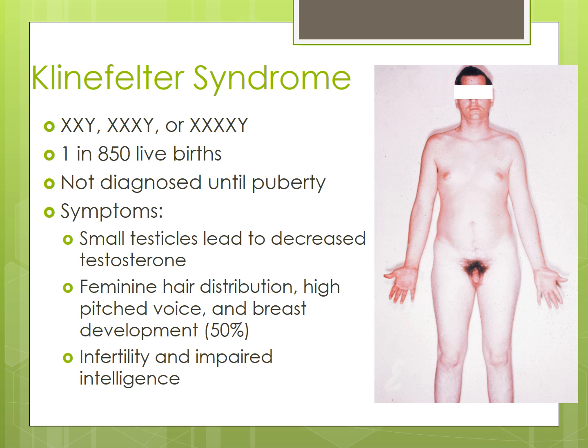Another example of a trisomy would be Klinefelter syndrome. So these individuals, you can see an example here, are born with a sex chromosome abnormality where they have extra copies of the X chromosome. So they could either be XXY, XXXY, or XXXXY. It's somewhat common, with 1 in 850 live births exposed to Klinefelter syndrome.